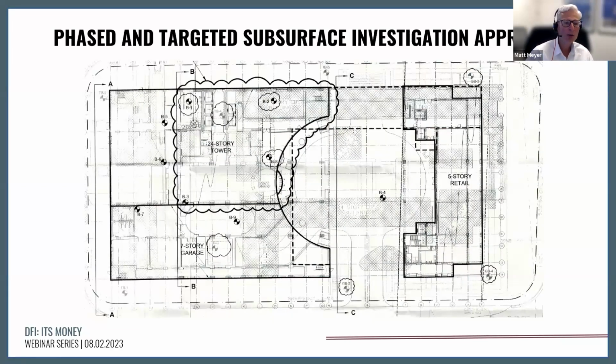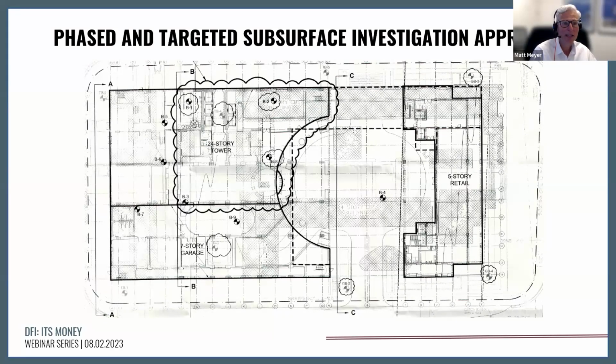So this slide shows the limit of the 24-story tower that was proposed for this beachfront project. This project is about 15 years or so old, so it's one I dug out of my archives, but I thought it was very interesting as we talk about this topic.